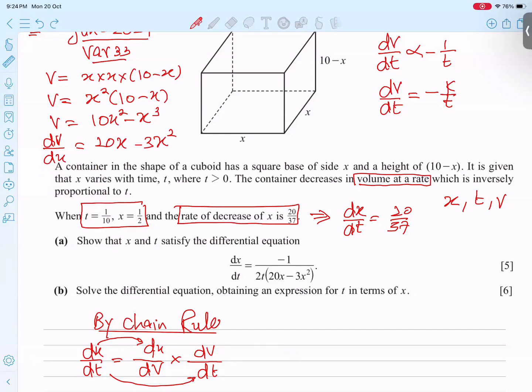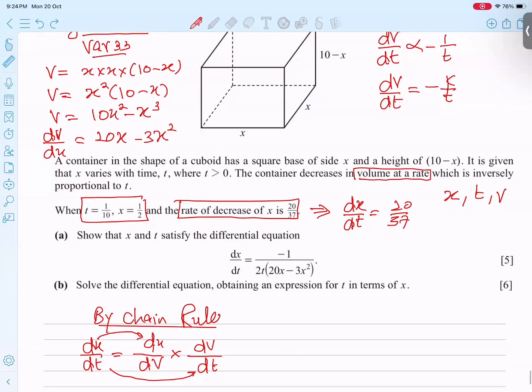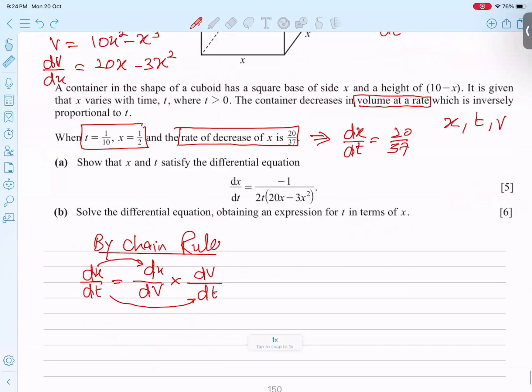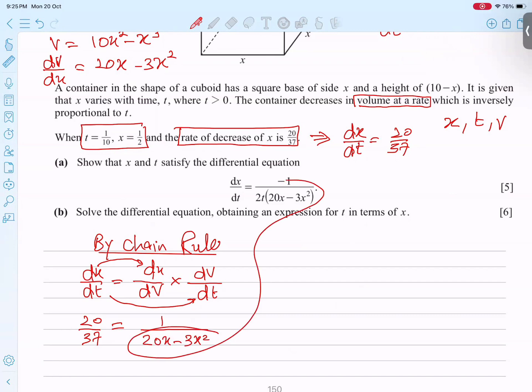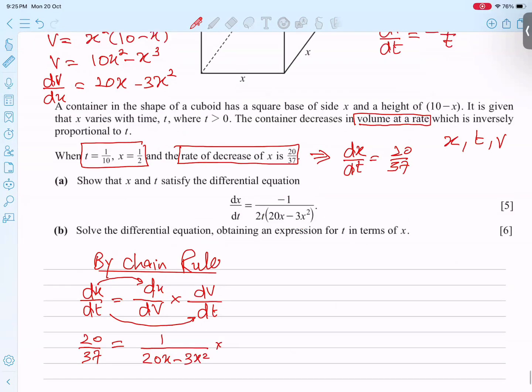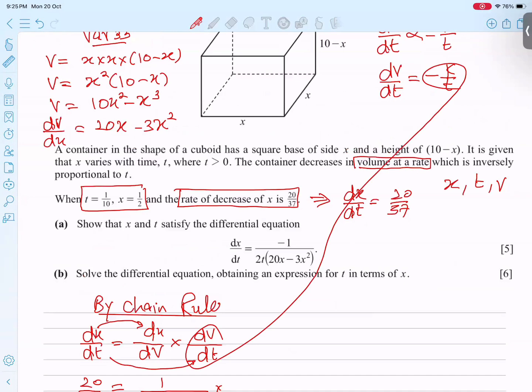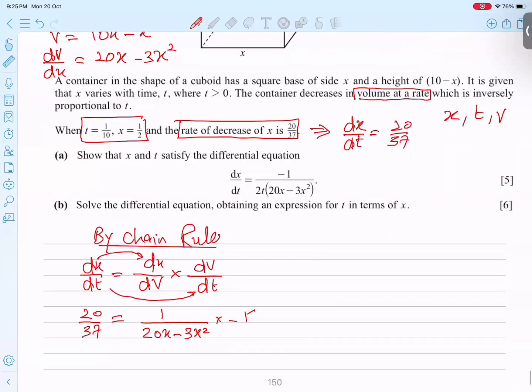So I'm going to plug in all values. Let's start. First of all, this value comes here, 20 by 37. This value in reciprocal format, it means 1 over this will come down, 1 over 20x minus 3x to power 2, which somehow matches. And what is this value I get from there? Negative k over t.